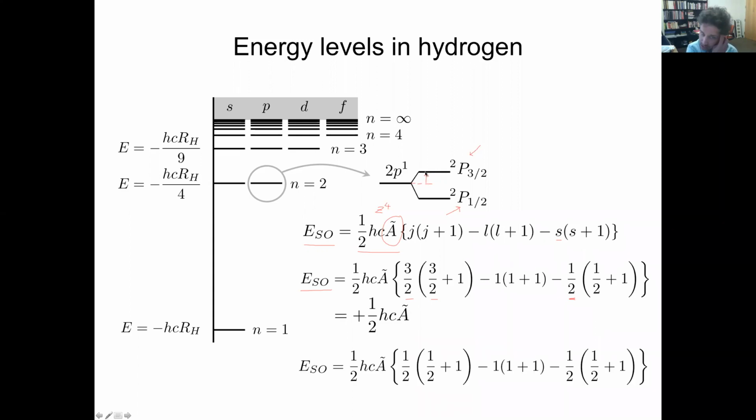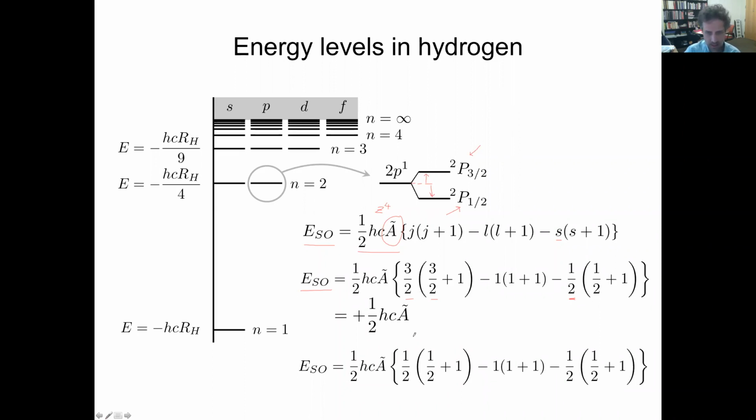Let's do now the second state. So tentatively, if I put it in a diagram, that is this energy right here. From this image, I can see that the spin orbit coupling energy of the second state is going to be a negative number. So let's see if that is true or not.